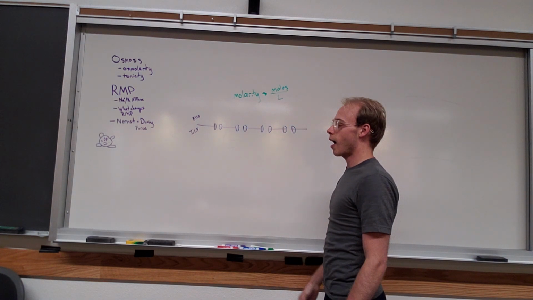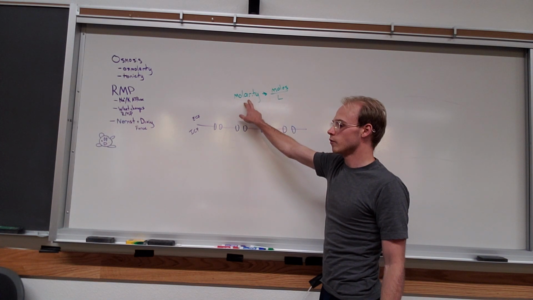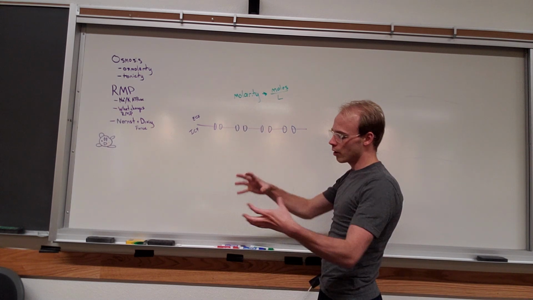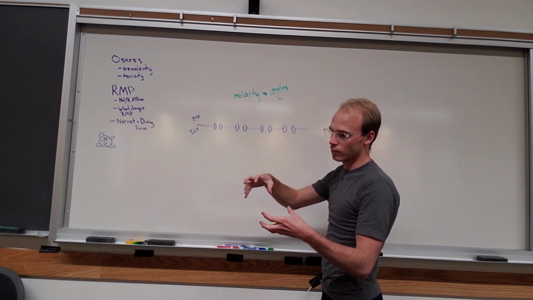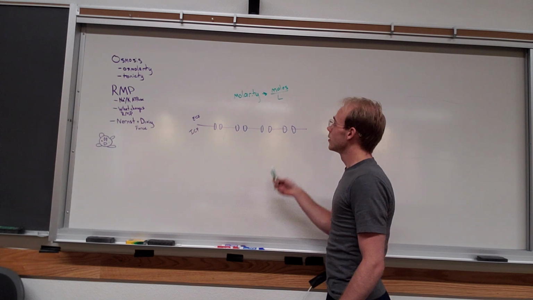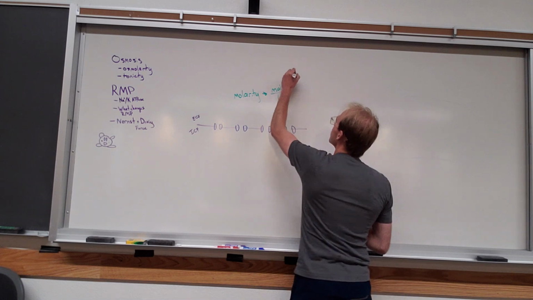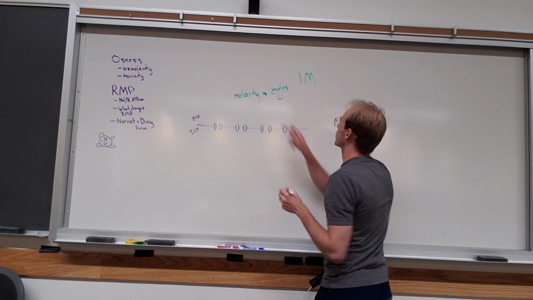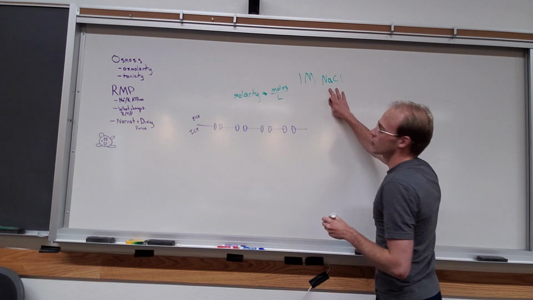Doesn't matter. Say I have a 1 molarity solution of salt, sodium chloride, NaCl. That means I have 1 mole of salt particles in that 1 liter of solution, and that would be the molarity. So 1 big M means molar, which is moles per liter. NaCl, sodium chloride, table salt.